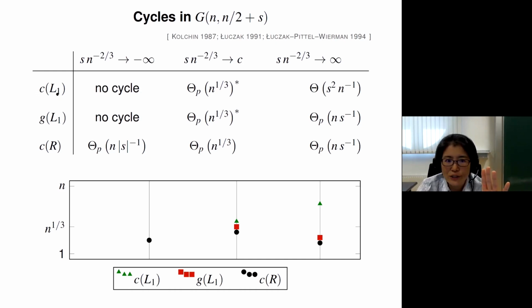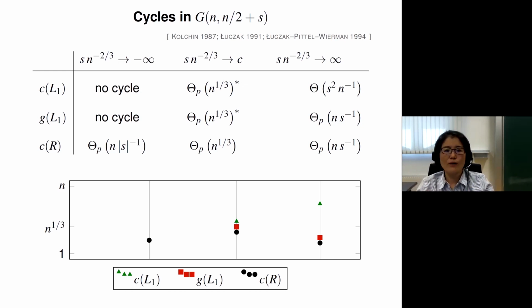But the circumference of the largest component is n to the 1/3, if the giant component contains a cycle. The star is subject to the giant component containing a cycle. Does it mean that the giant component might not contain a cycle? Yes. And the girth, the length of the shortest cycle in the largest component, is also of order n to the 1/3, subject to the giant component containing a cycle.